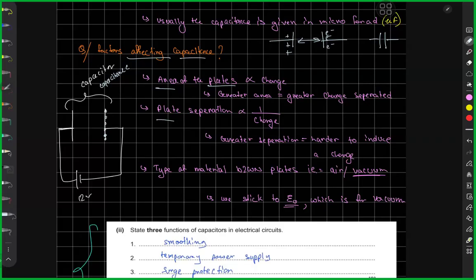It is harder to induce. So the charge build up on either of the plates will simply decrease. So the capacitance with a large separation is less, while the capacitance with a small separation is larger. So plate separation is inversely proportional to the charge stored. More separation, less charge. Or if I want more charge, plate separation should be less, whichever seems intuitive for you to understand.